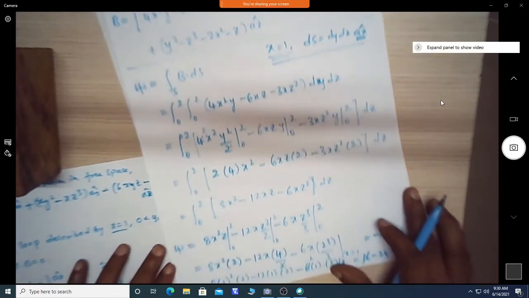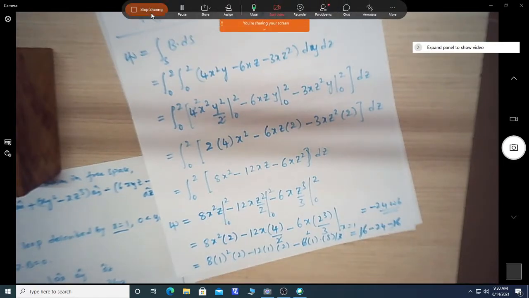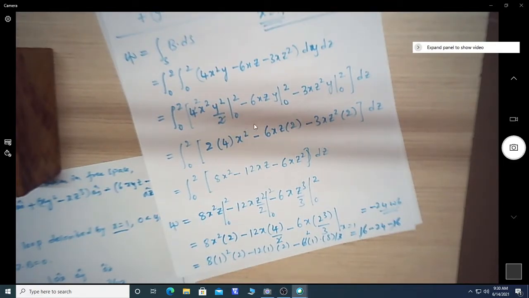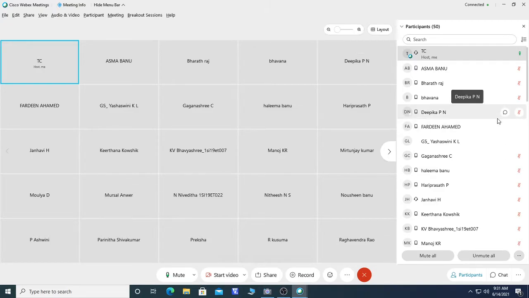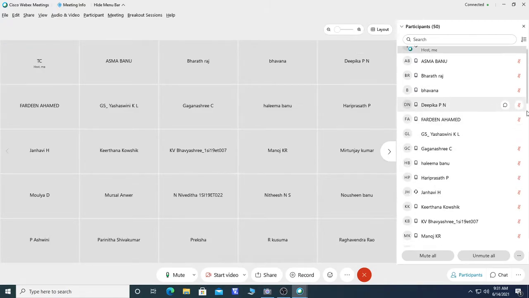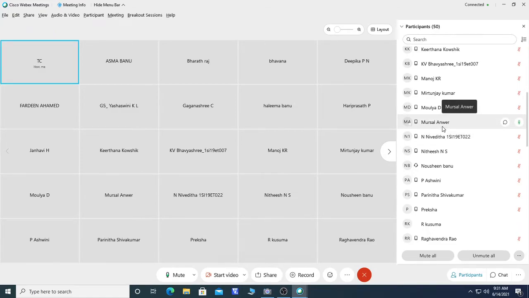So everybody got it? Any doubt in this? Hello? Got it? Everybody? Any doubt? Fardeen? Understood? Yes, sir, understood. Fardeen Ahmad? Manoj? Yes, sir, understood. Mursal Anwar? Understood? Yes, sir, understood. Okay. Nausheen Banu?